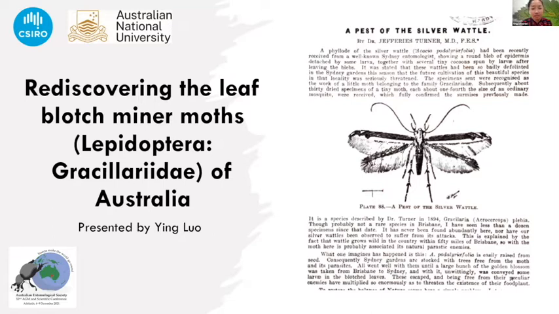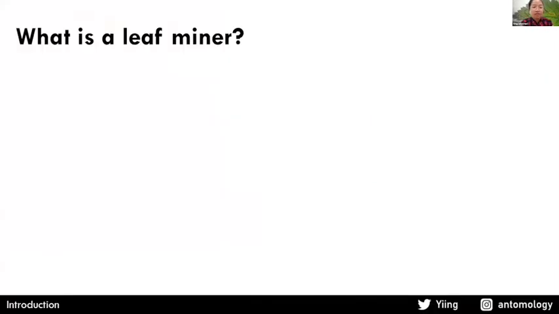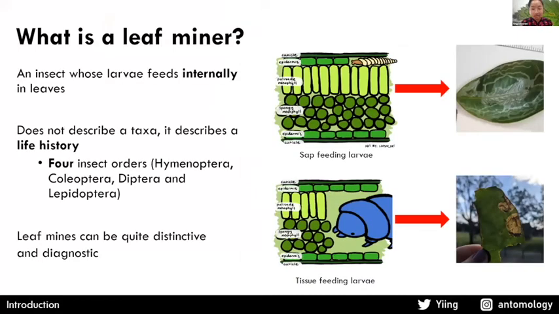Indigenous people watching today. So just briefly, I wanted to go over what a leaf miner is. In general, a leaf miner is an insect whose larvae feeds internally in leaves. It doesn't describe a taxa, it describes a life history.